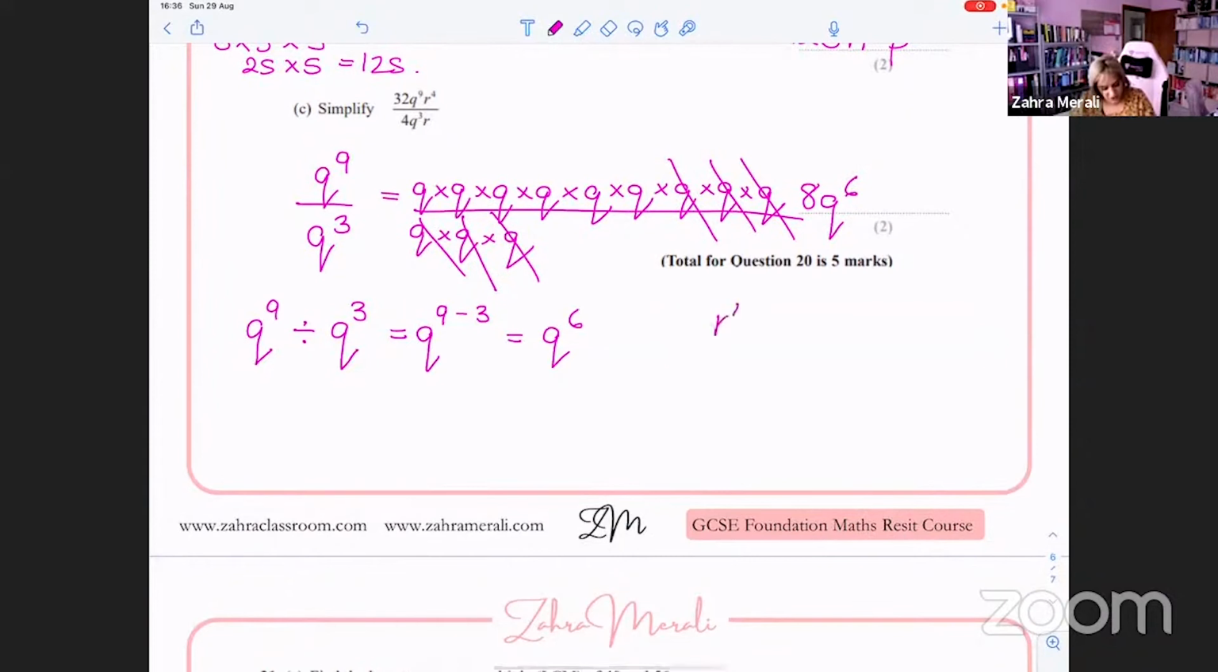And then we've got r to the 4 over r. Now, r just means r to the 1, because we never bother writing the 1. So it's the same as having a 1 here. So we can do 4 take away 1, and we get 3. So we've got r cubed. So we've got 8q to the 6 and r cubed, right?